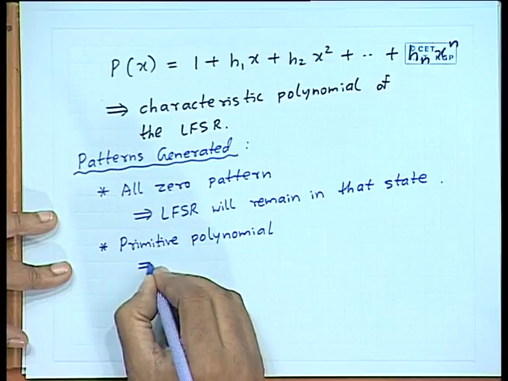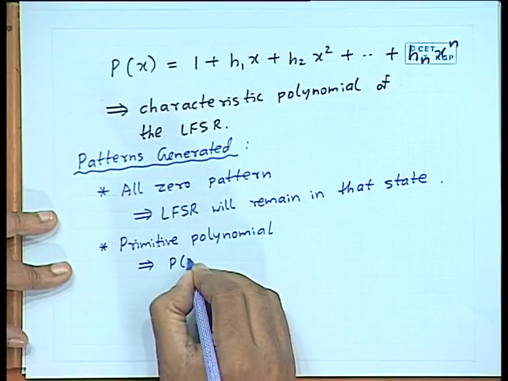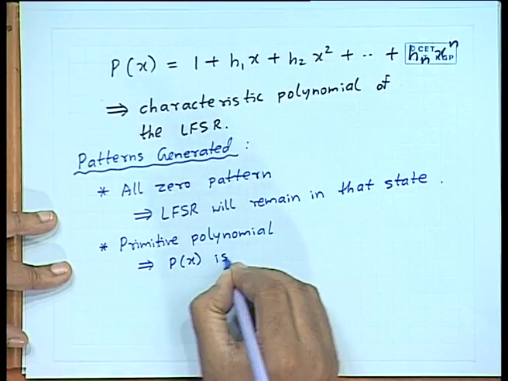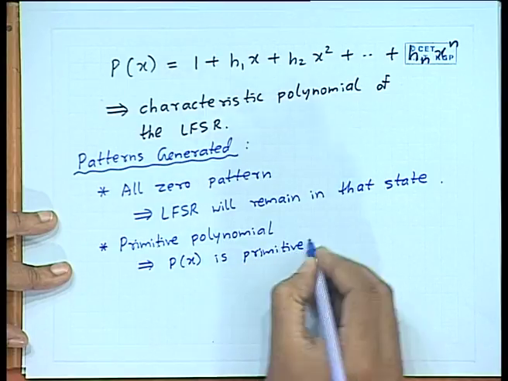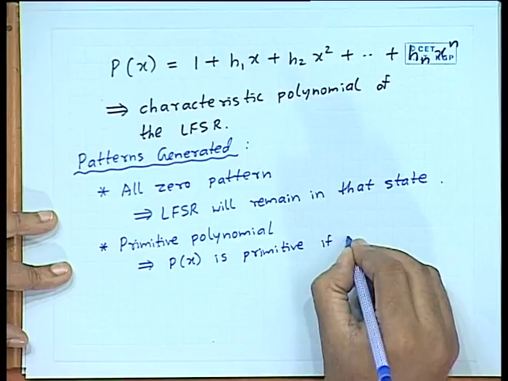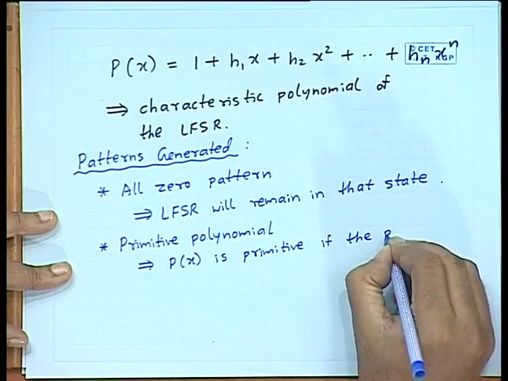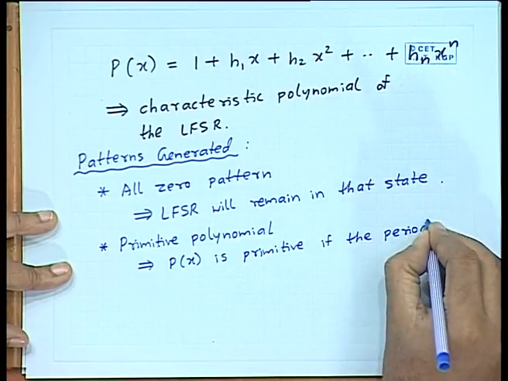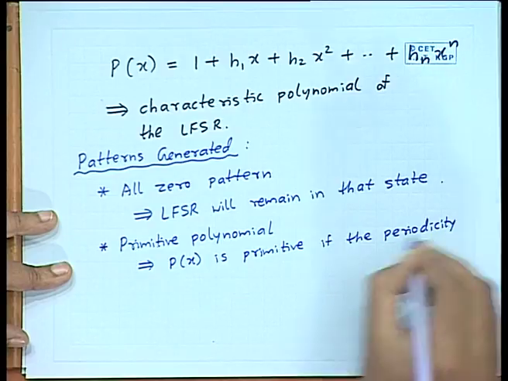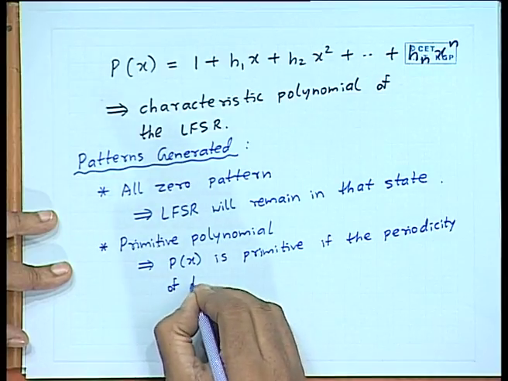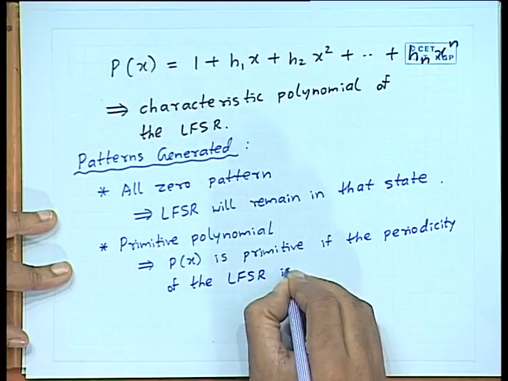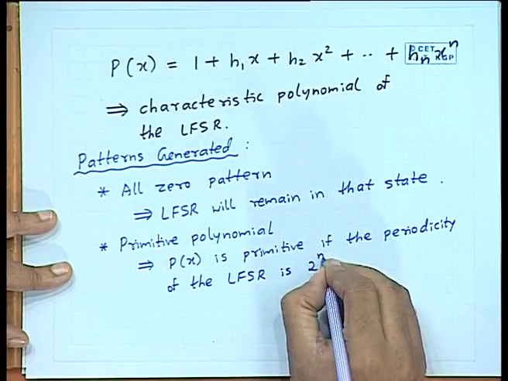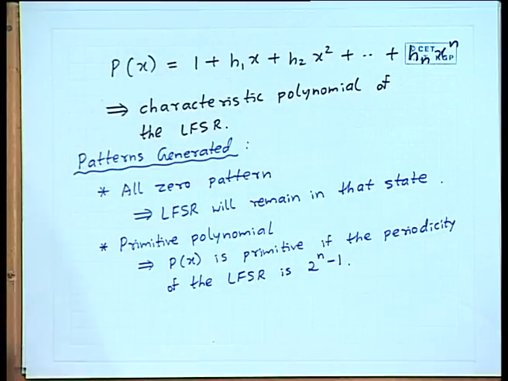The idea is that the characteristic polynomial p(x) is called primitive if the periodicity of the LFSR is 2 to the power n minus 1.